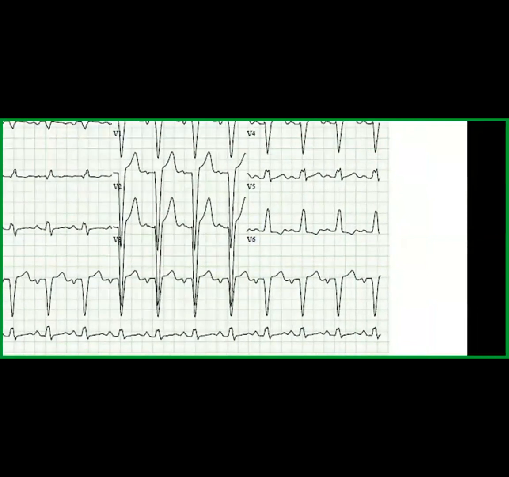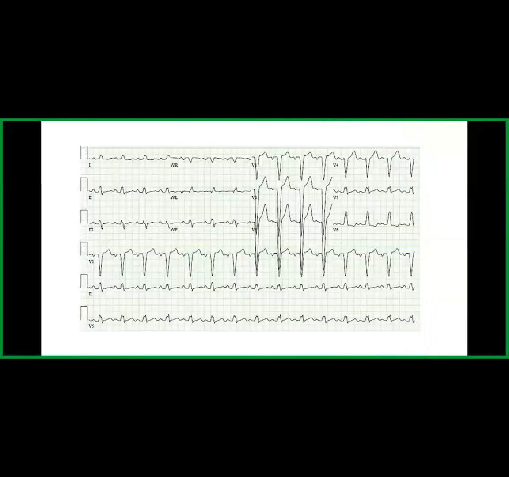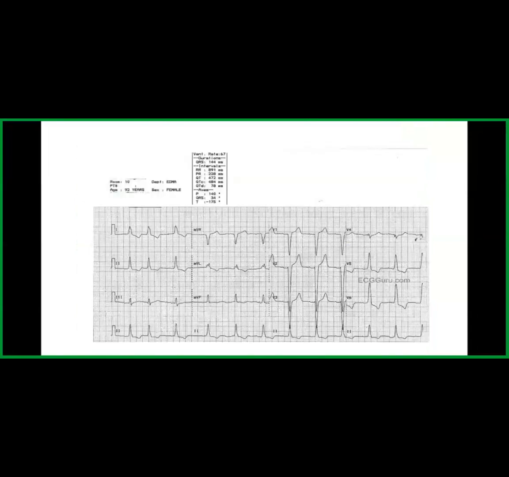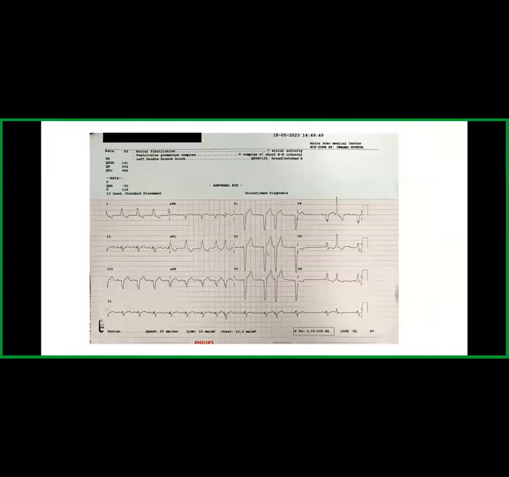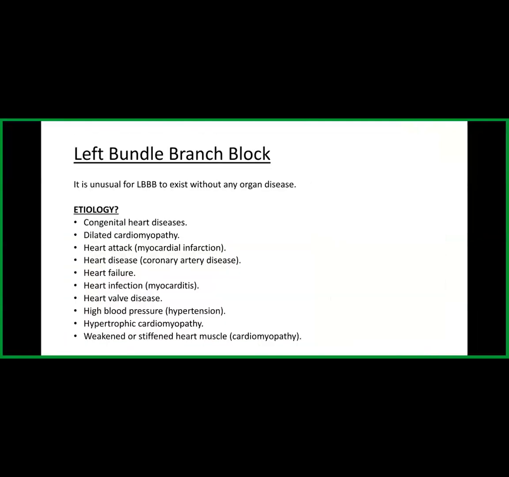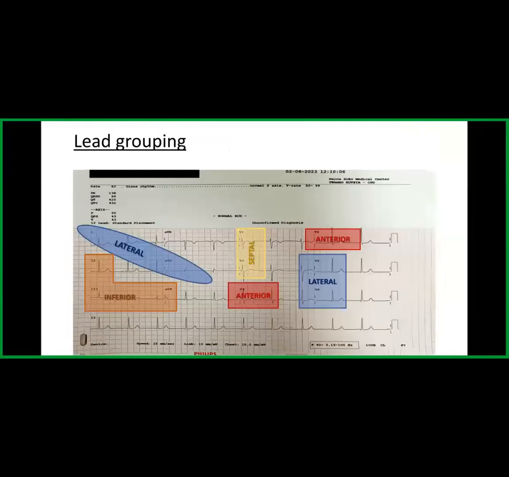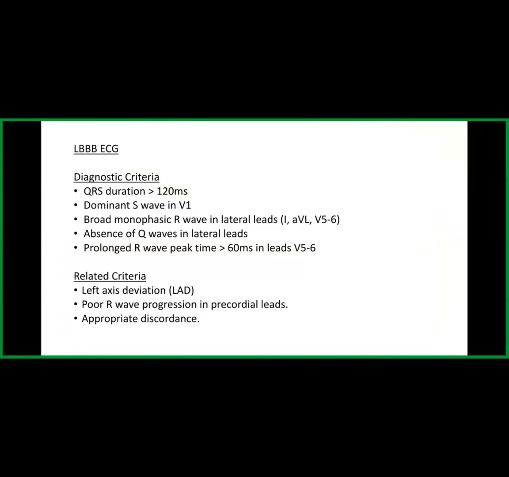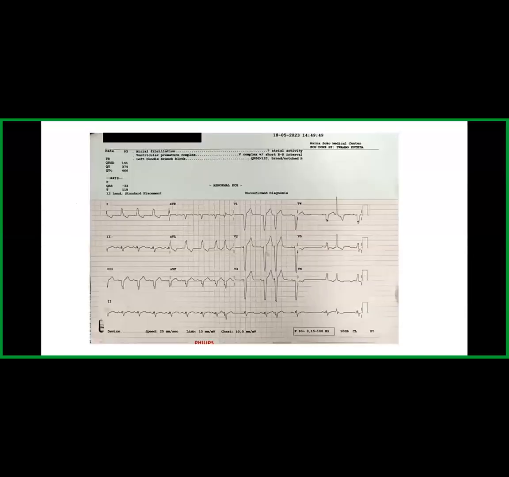So in the beginning, I also talked about a phenomenon known as appropriate discordance, if we are able to recall some of the related criteria when it comes to diagnosing a left bundle branch block here. We saw the third point under the related criteria was appropriate discordance. Now, what do I mean when I say appropriate discordance? To explain that, let me quickly go to a left bundle branch block ECG here.